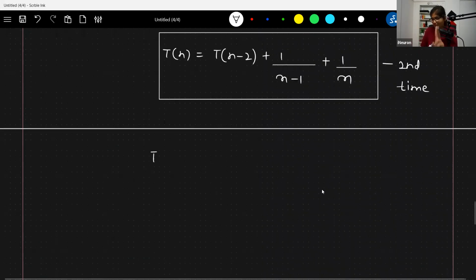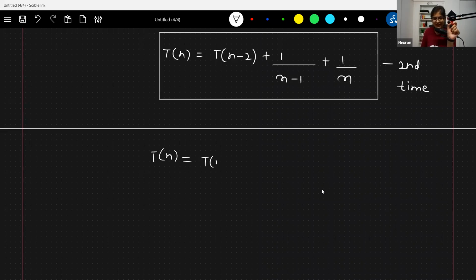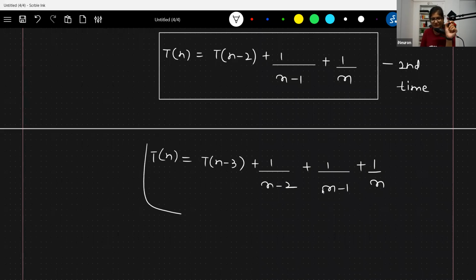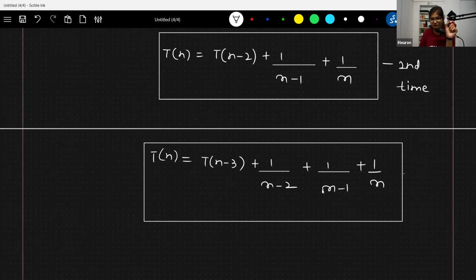If I substitute for the third equation, what will I get? I will get the value as T(n-3) + 1/(n-2) + 1/(n-1) + 1/n. Can I write it like this? Third equation, for the third time.